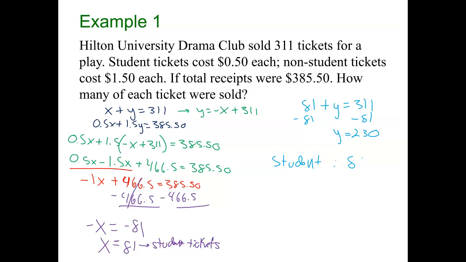So it would specify student, non-student. This is one of those rare times where you're not going to write the ordered pair, because of the context. We're trying to answer a question, and the question is 81 student tickets, 230 non-student tickets. If it was just those two equations in isolation and I said, what's the solution? Absolutely, we would write it as an ordered pair.